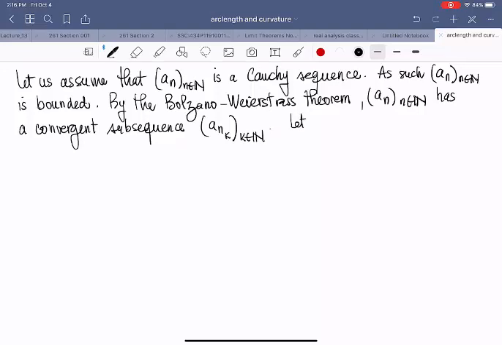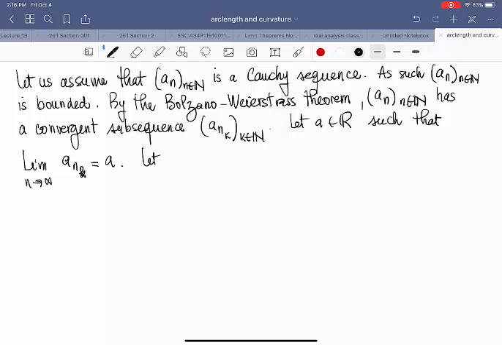So let A be some real number such that the limit as k approaches infinity of a_{n_k} is equal to A. We will show that a_n instead has to also be convergent and has to converge to A as well. So that's our aim.